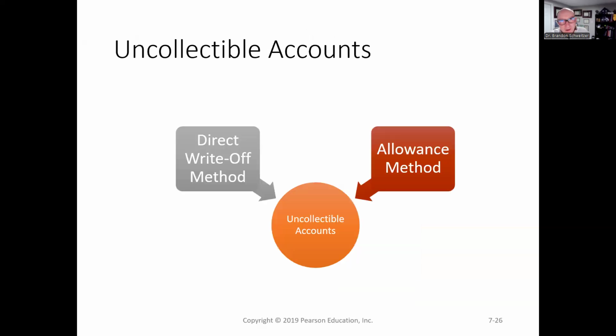So when that happens, there's two ways that the company could write down this uncollectible account. One's called the direct write-off method, and the other one's called the allowance method. I'm going to talk about both of these here briefly.